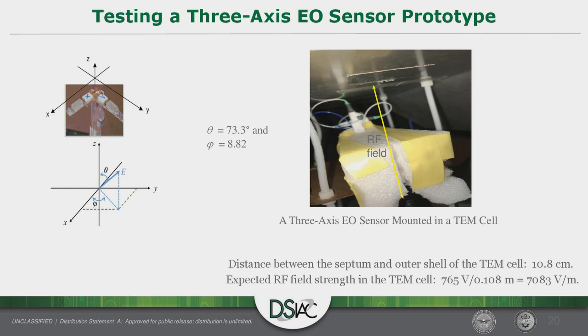Okay, so we tested that in an experiment. We put the EO sensor, a 3-axis sensor, inside the TEM cell, and we deliberately put the sensor slightly tilted. Theta is 73 degrees, and phi is about 90 degrees, just like that. And we applied 765 volts, and the distance between the septum and the outer shell of the TEM was about 10.8 centimeters. So it produced about 7,083 volts per meter.